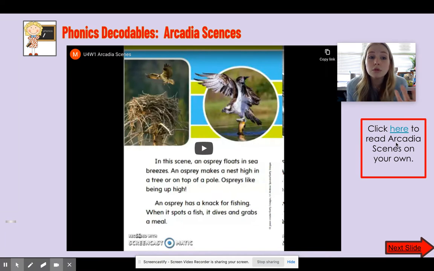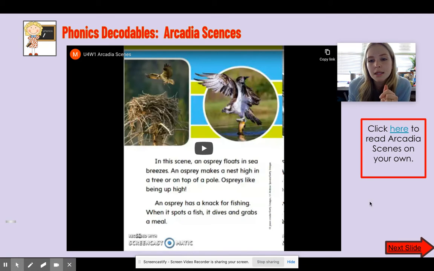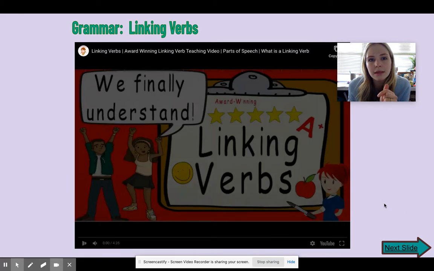So I recommend that you listen to it once because, like I said, this phonics pattern this week is harder. It might not be one that we're as familiar with. And then I want you to try to read it alone by following this link. All right?